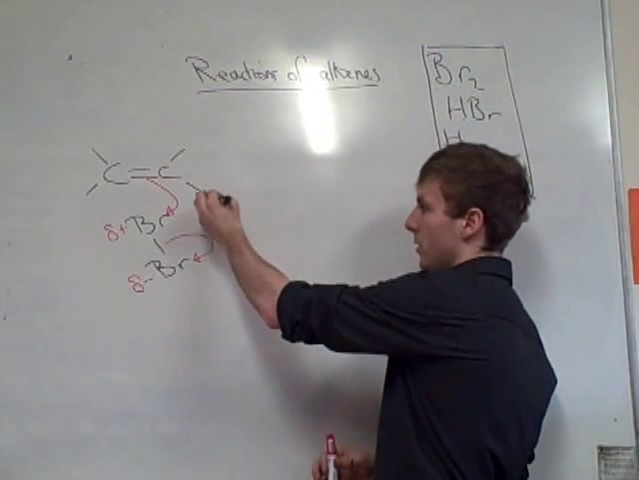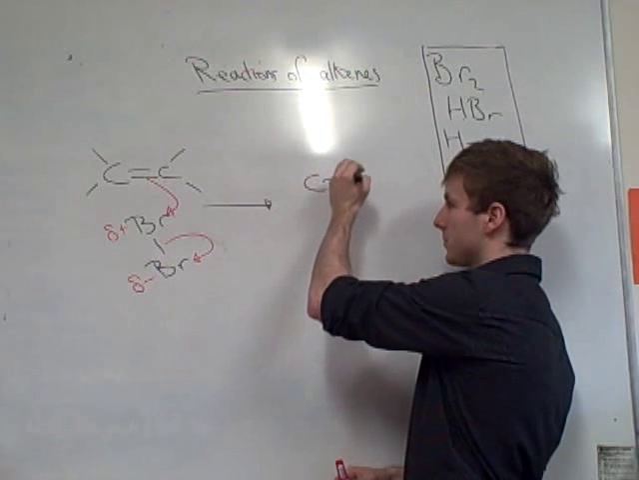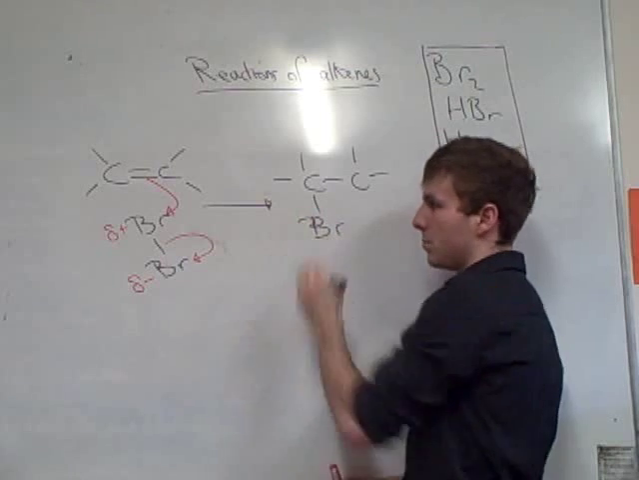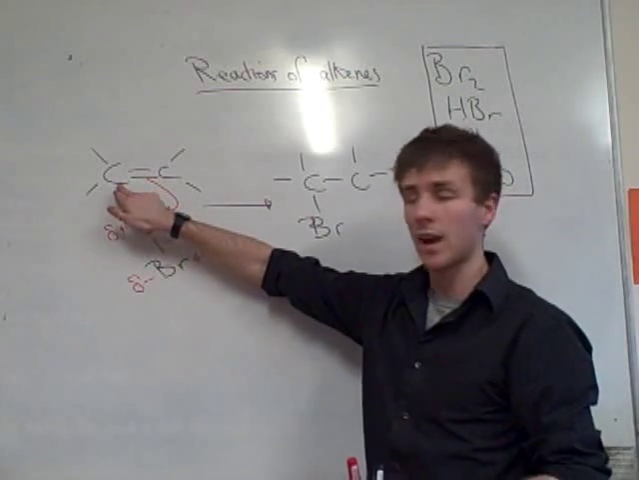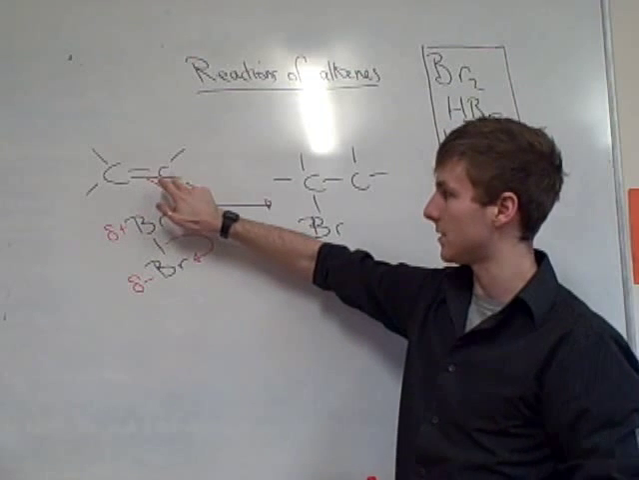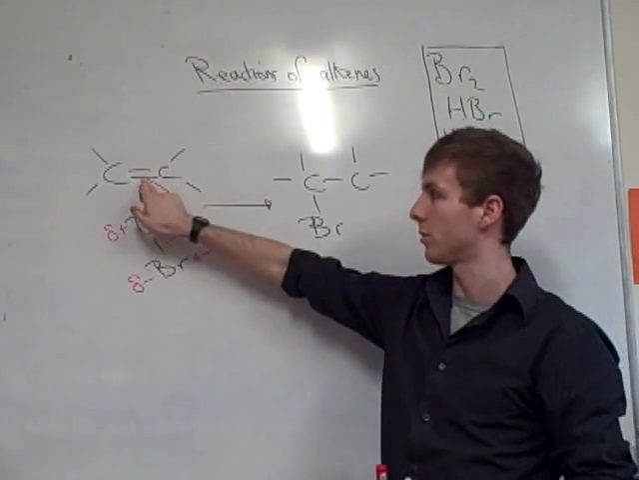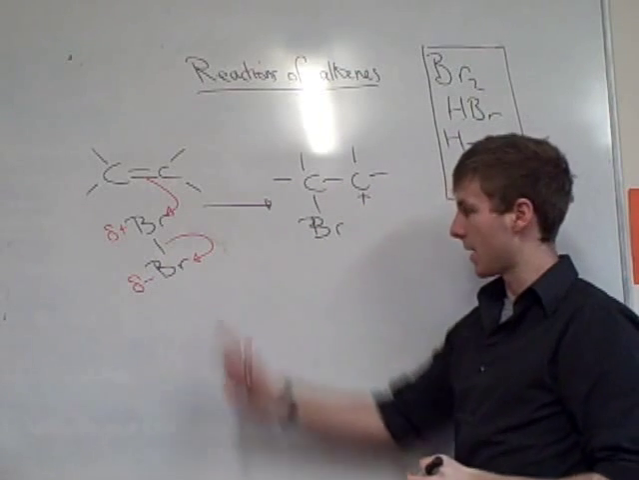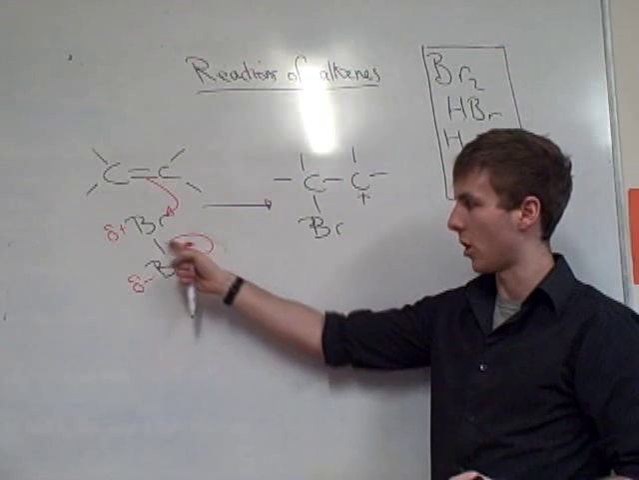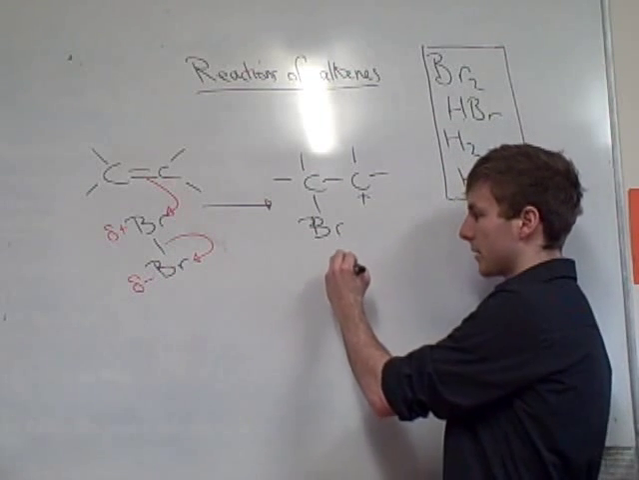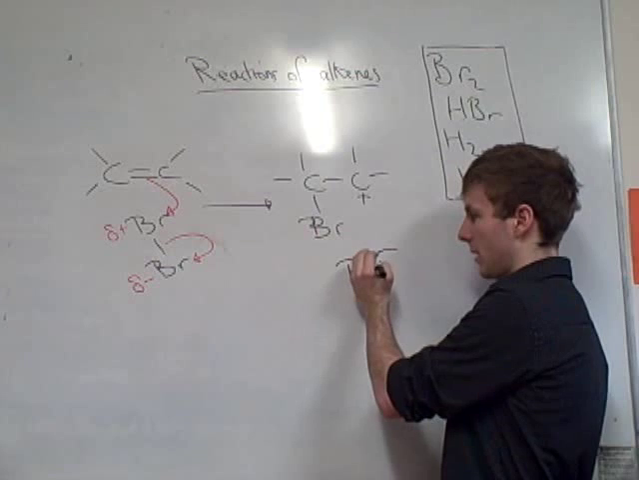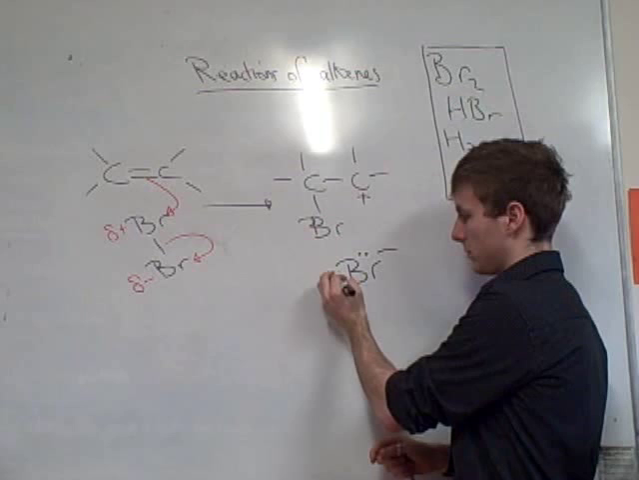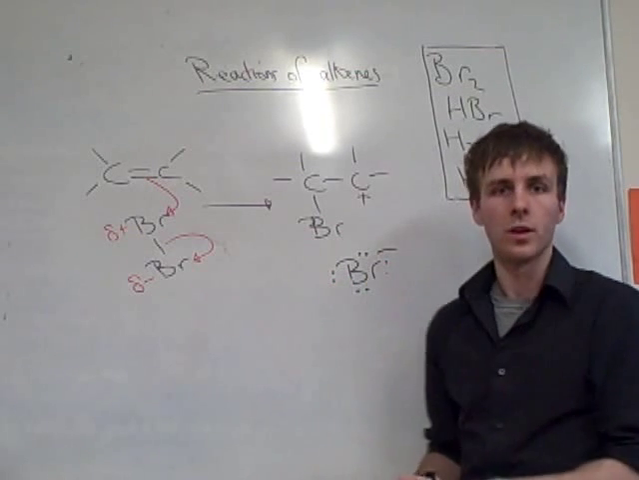And what that leaves us with is my Br. I'm assuming it was this carbon which made the bond with it, and since this carbon has now lost its electron from this bond, it will now have a positive charge. And I've got this bromine down here, which has got an extra electron, so that's going to have a negative charge. And a lone pair of electrons. So it's actually going to have quite a few lone pairs of electrons.